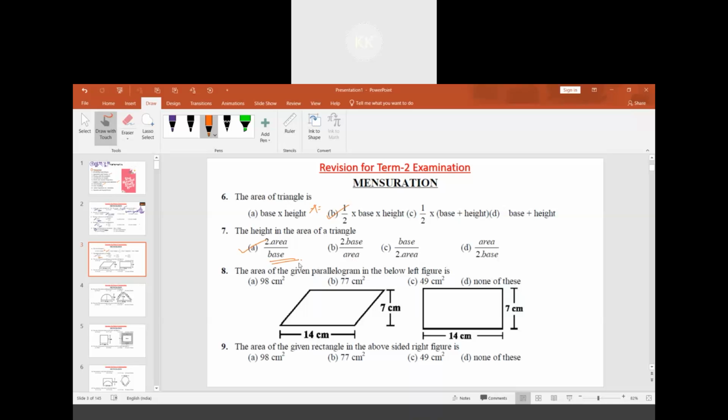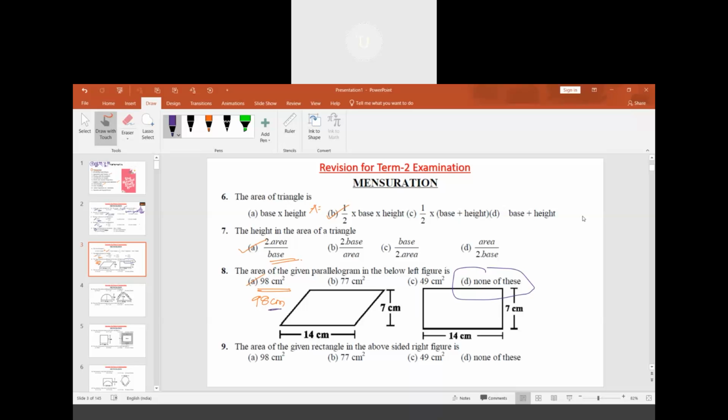Next, the 8th question: the area of the given parallelogram in the left figure. It's a direct multiplication, 98 centimeter square. Option A. Sometimes in the examination, if I give only 98 centimeter, you have to select the option as none of these, because the unit also should match.